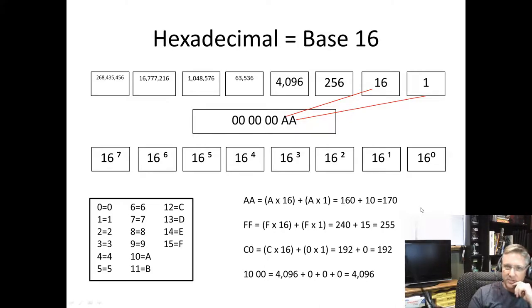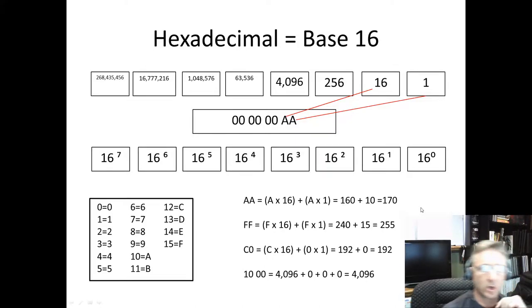If that makes sense to you, we'll move on and go to decoding a hexadecimal value. In this example up here, we've got AA. So we've got a byte represented as AA, and then the other three bytes next to it are 00000. AA is actually a 10 in the ones column and a 10 in the 16s column.